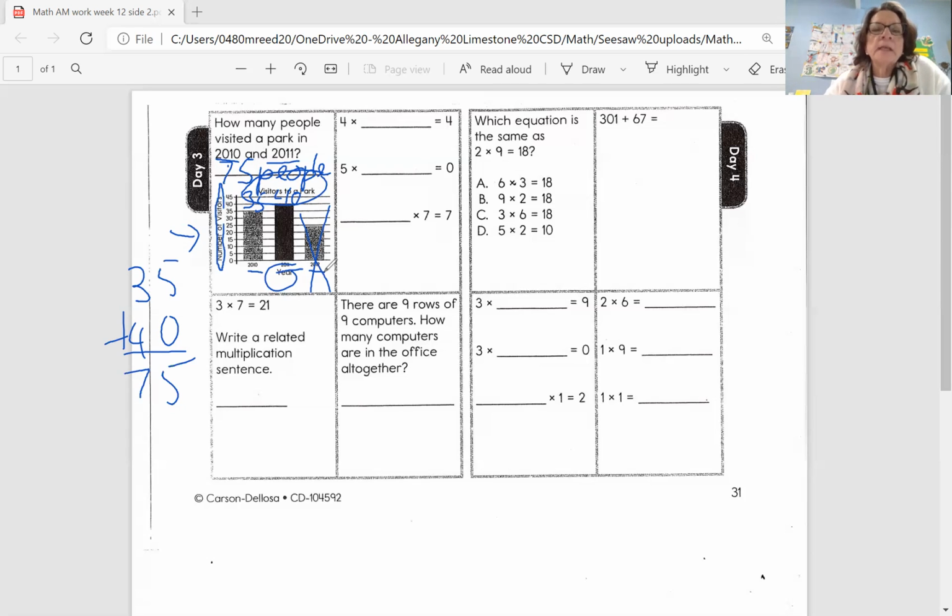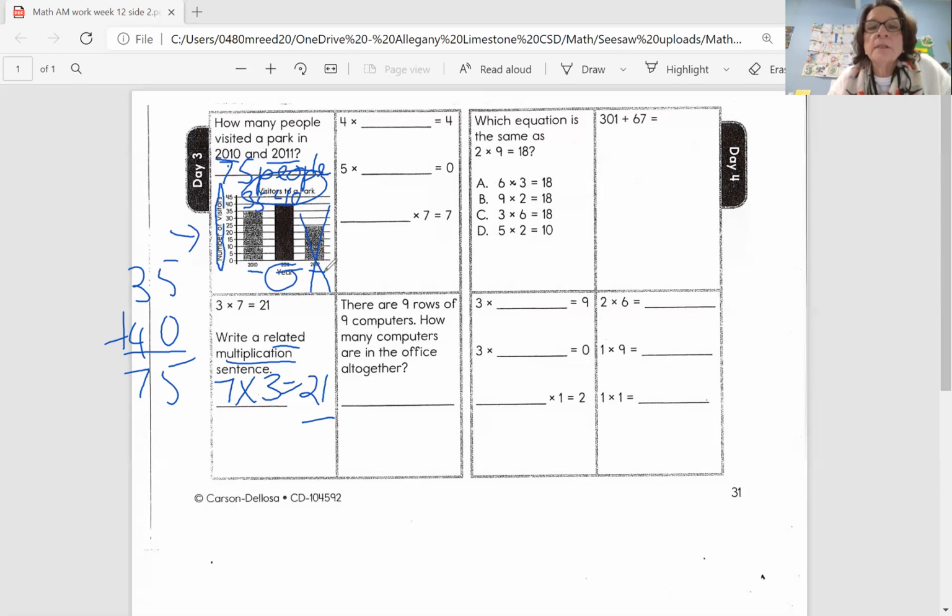Okay, the next one says 3 times 7 equals 21. Write a related multiplication sentence. So it doesn't want a division sentence, it still wants multiplication. So remember the commutative property, learn one fact, get one fact free. If I want the related multiplication sentence, all I have to do is flip-flop my factors and I can write 7 times 3 equals 21. My product of 21 doesn't change.